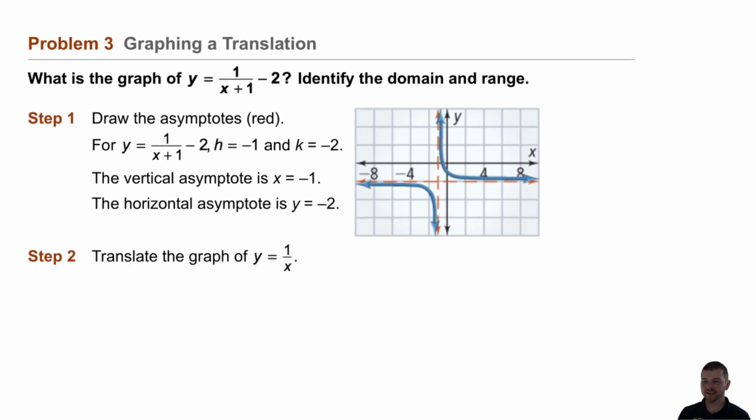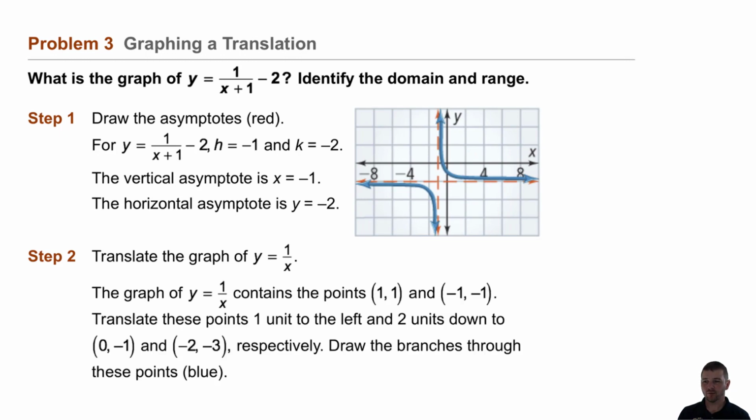Step 2. Translate the graph of y equals 1 over x. The graph of y equals 1 over x contains the points (1, 1) and (-1, -1). Translate these points 1 unit to the left and 2 units down to the corresponding points (0, -1) and (-2, -3), respectively.